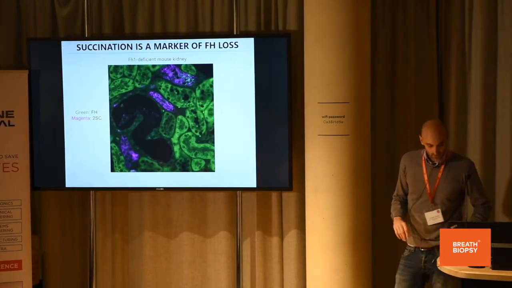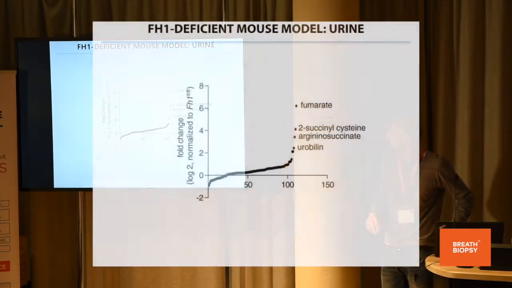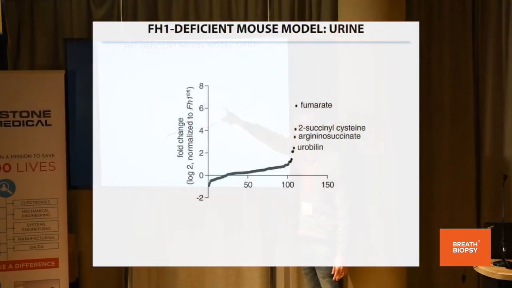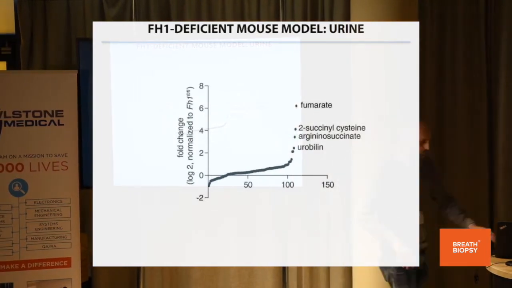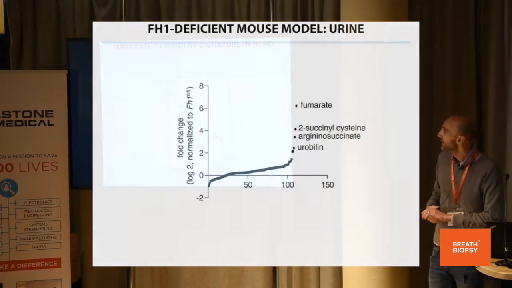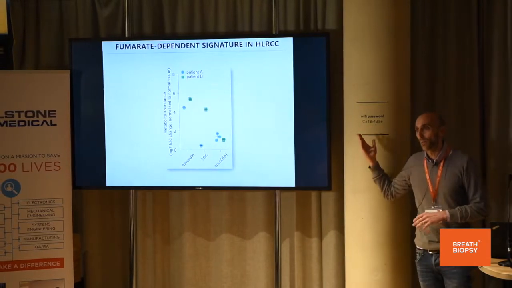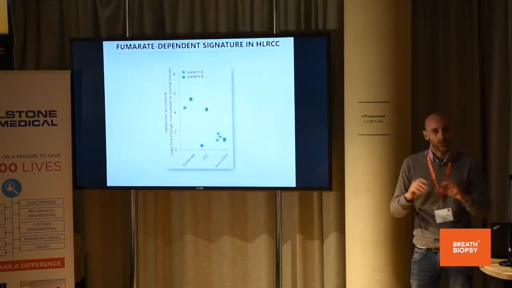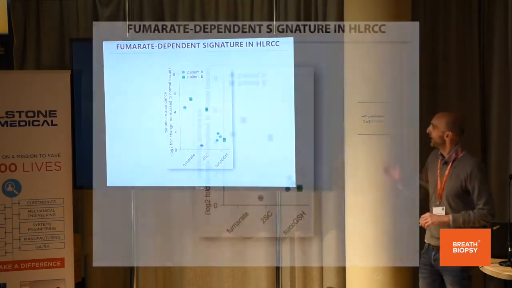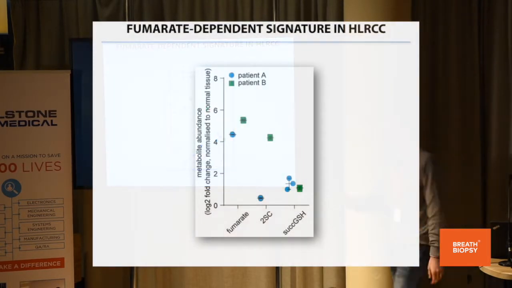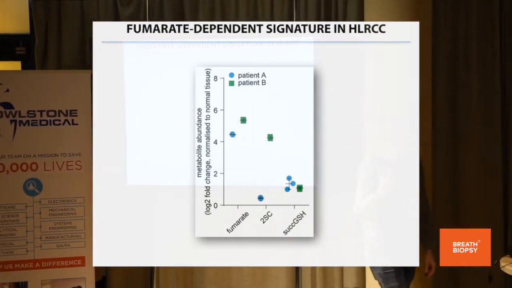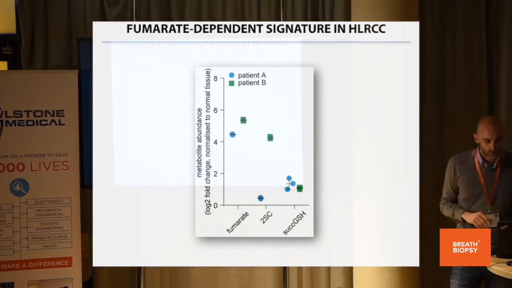And not only that, these fumarate dependent metabolites can be seen also in the urine of the animals as 2-succinylcysteine, a breakdown product of it, and can also be seen in cancer patients. We have 2 HLRCC patients. This is a very rare disease, so the number of patients is very low, but we were happy to confirm that both fumarate and some fumarate dependent markers were high in these patients compared to the normal counterparts.